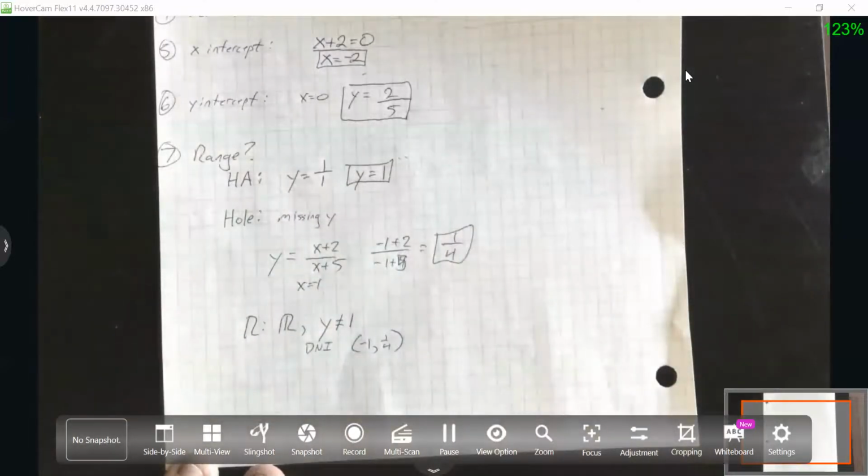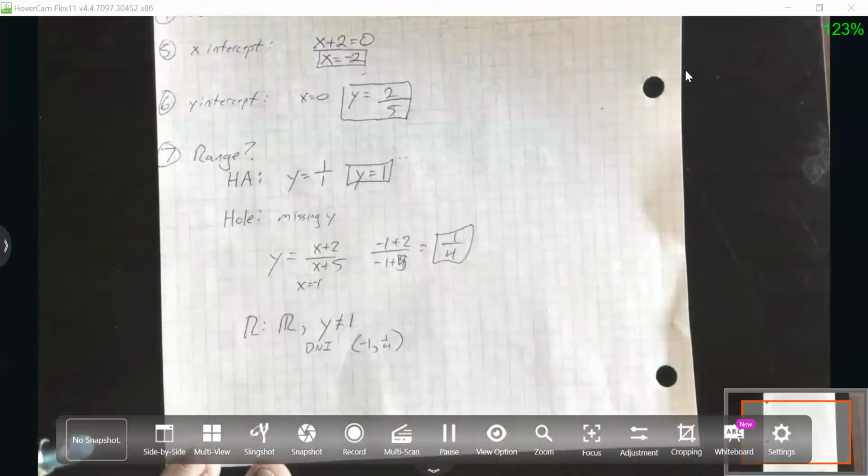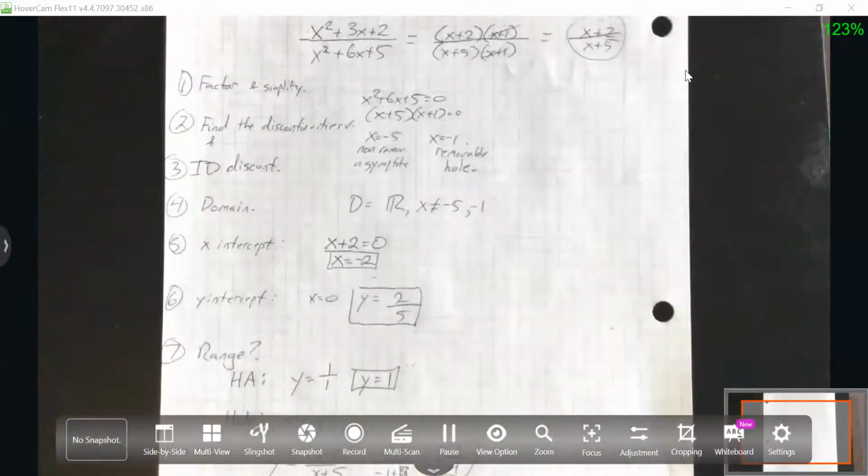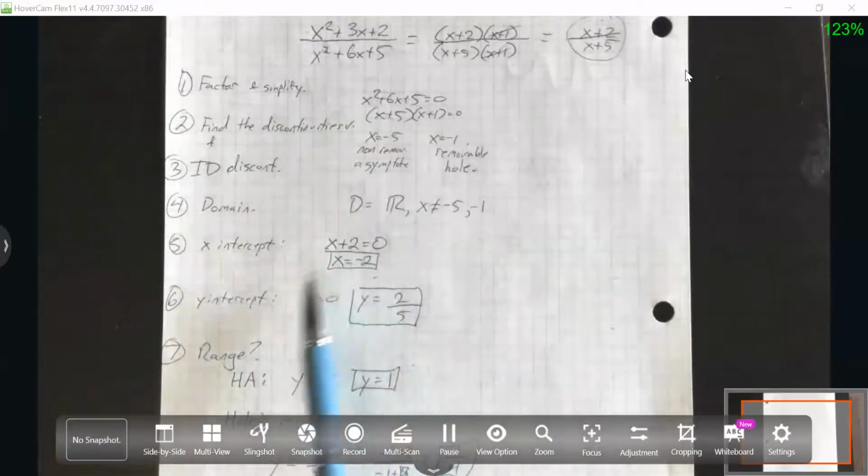It is possible that 1/4 exists somewhere else for the graph, so it's technically not completely omitted from the range, just that that particular y value at that point is gone. So now we've kind of covered everything. We've talked about how to find the discontinuities and identify them. We talked about domain, x-intercept, y-intercept, and range. So let's put it all together and do a problem start to finish with it.